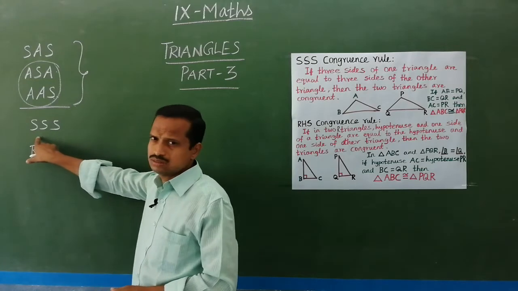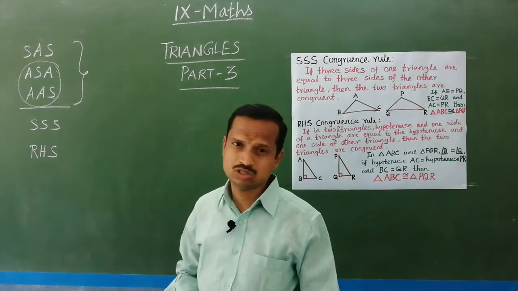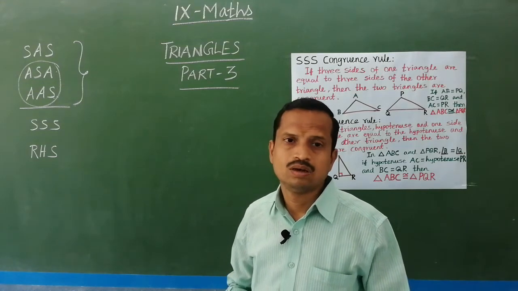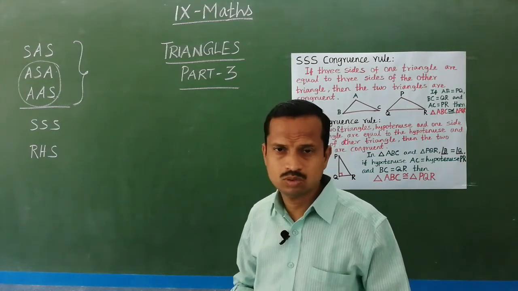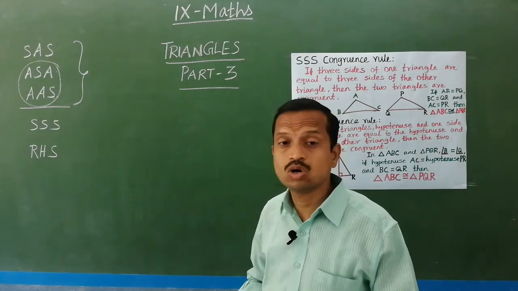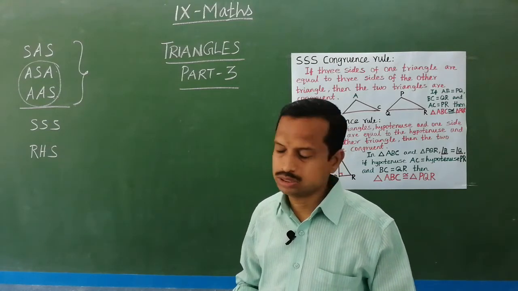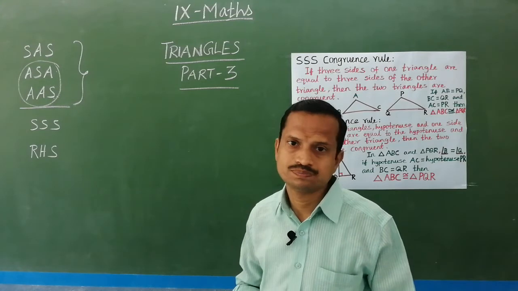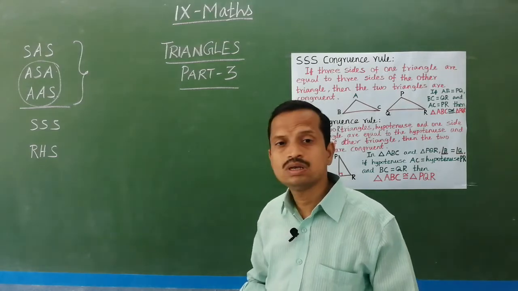Triple S congruence rule, and then RHS. RHS here does not mean left hand side, right hand side. In the RHS congruence rule, R represents right angle, H represents hypotenuse, and S represents one side of that right angle triangle. Clear? So RHS rule means right angle, hypotenuse and one side.